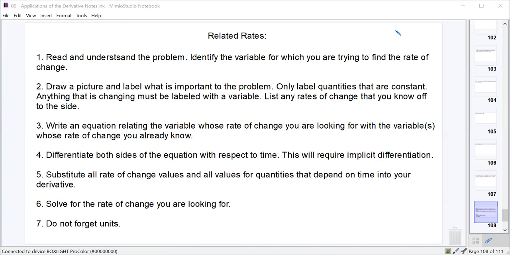It's really important that you actually read and understand what's going on in the problem when we're doing related rate problems. If you don't understand what's going on, if you can't identify which variable you're trying to find the rate of change for, you're not going to be able to solve the problem. So figure out which variable you're looking for the rate of change of. And normally I write that off to the side.